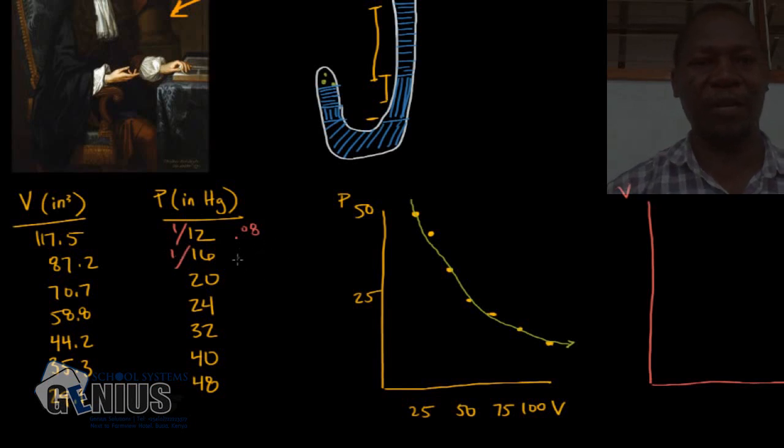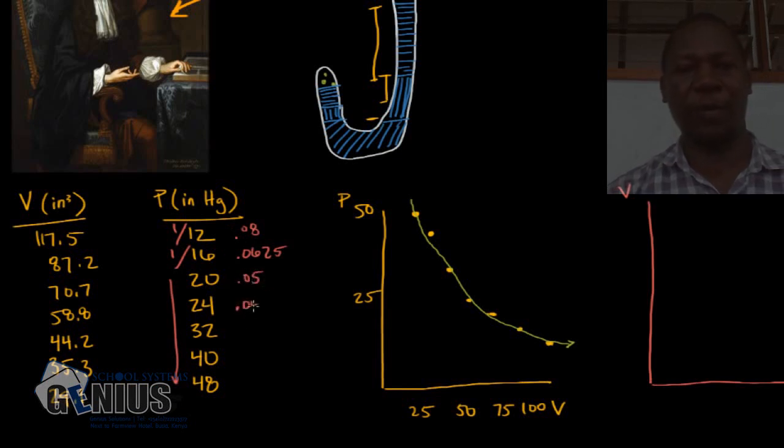And if we continue finding the inverse values of these pressures, we'll get 0.05 for 20, and then 24 will be 0.042, about 1 over 32 will be 0.03125, and 40 will be 0.025. 1 divided by 40 is 0.025, and then 1 over 48 is 0.0208. We can populate our graph with these values.